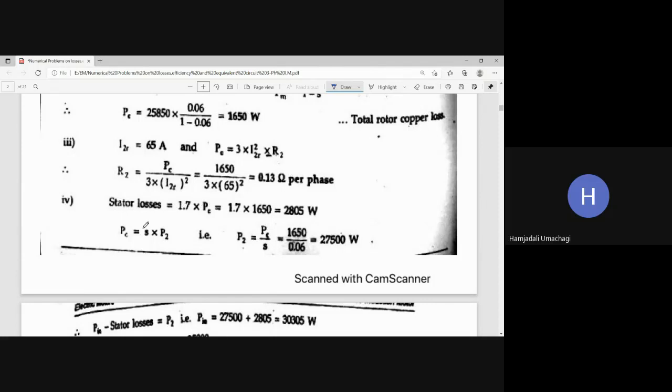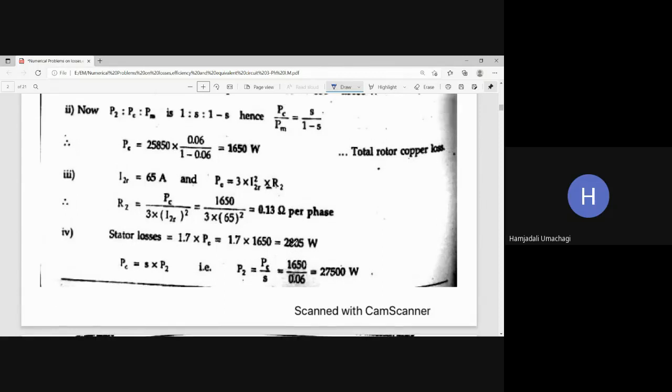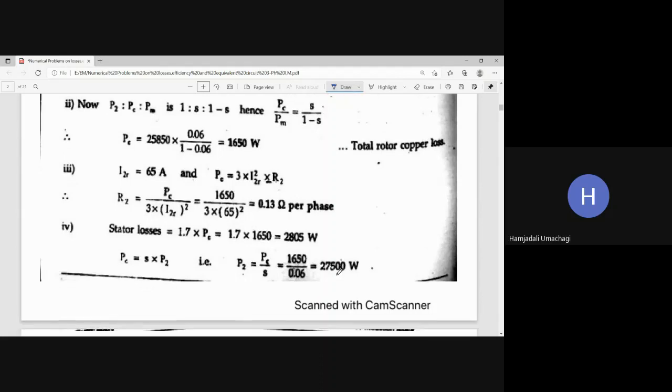Rotor copper loss PC is equal to S into P2. From this, the rotor input P2 is equal to the rotor copper loss PC upon slip S. PC is 1650, already calculated, and slip is 0.06. After this we get the rotor input P2 as 27.5 kilowatt, or otherwise 27,500 watts.